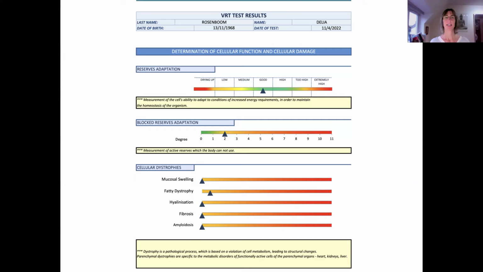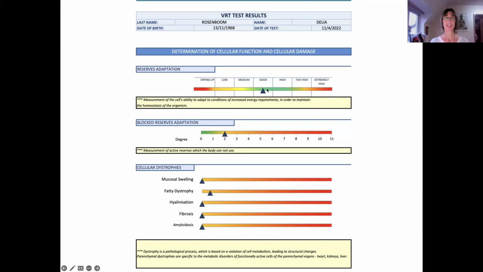We start by looking at cellular function and the energy that we have in our cells, kind of looking at our foundation building blocks, if you like. If you look up here, we have a little arrow that can move between cellular reserves which are drying up, which is when someone's really quite ill and they have zero energy, to very high reserves. Now, it's not necessarily good to have them right up here either. We want them somewhere here in the middle range.